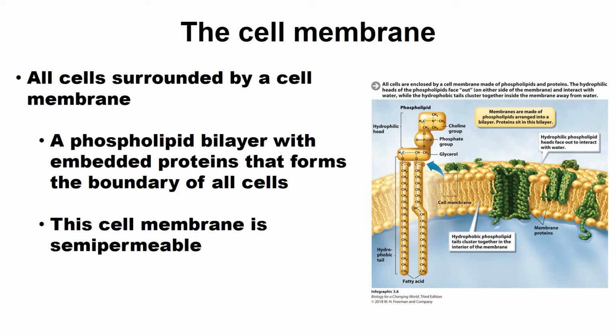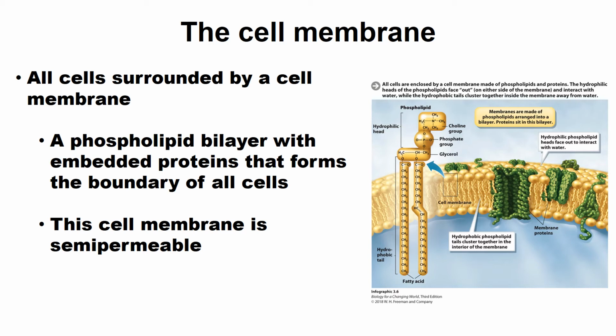The cell membrane is made out of two layers of fat, or two layers of phospholipids. Also, within the membrane, you have lots of proteins that are embedded within the membrane. These proteins have a very important function, and we'll talk about the function in a few minutes.